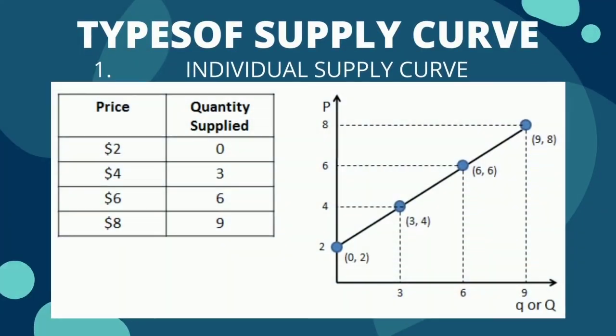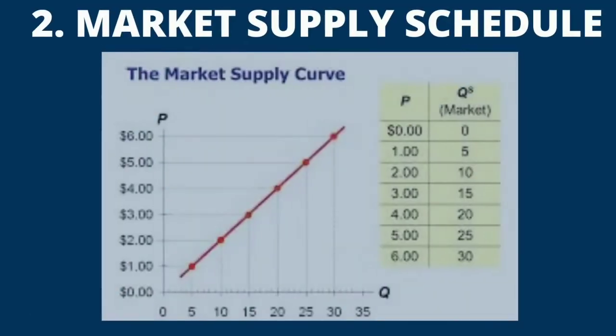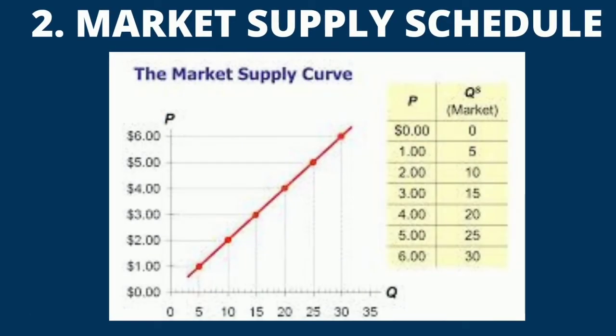Then we have two types of supply curve. Individual supply curve. The diagram shows an individual supply curve. It shows a farmer's individual supply curve. A farmer's individual supply curve is illustrated with a diagram or graph. As a rule and in accordance with the law of supply, the supply curve normally slopes upwards from left to right, which shows that at a higher price, a higher quantity of commodity will be offered for sale, and also at a lower price, a lower quantity.